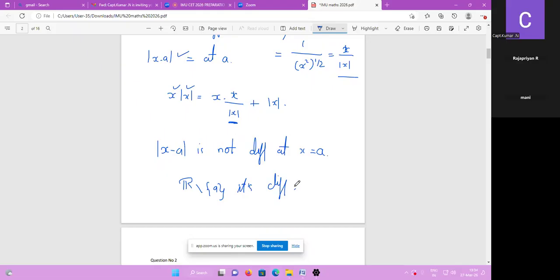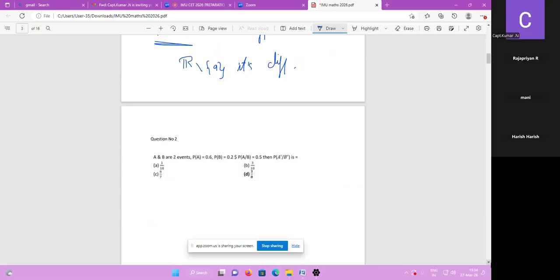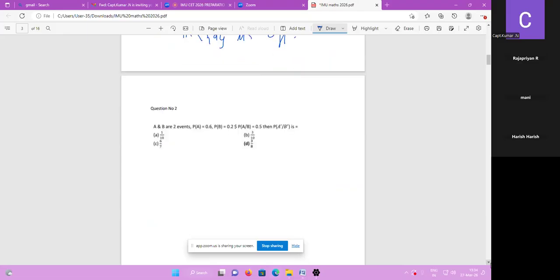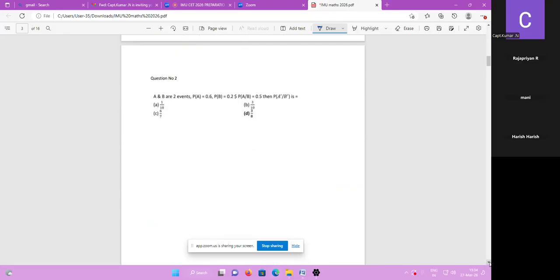Now we move on to our second question. For differentiability questions, you always carry on with absolute x minus a. Now, the second question is probability. It looks kind of trickier, but this is easy.